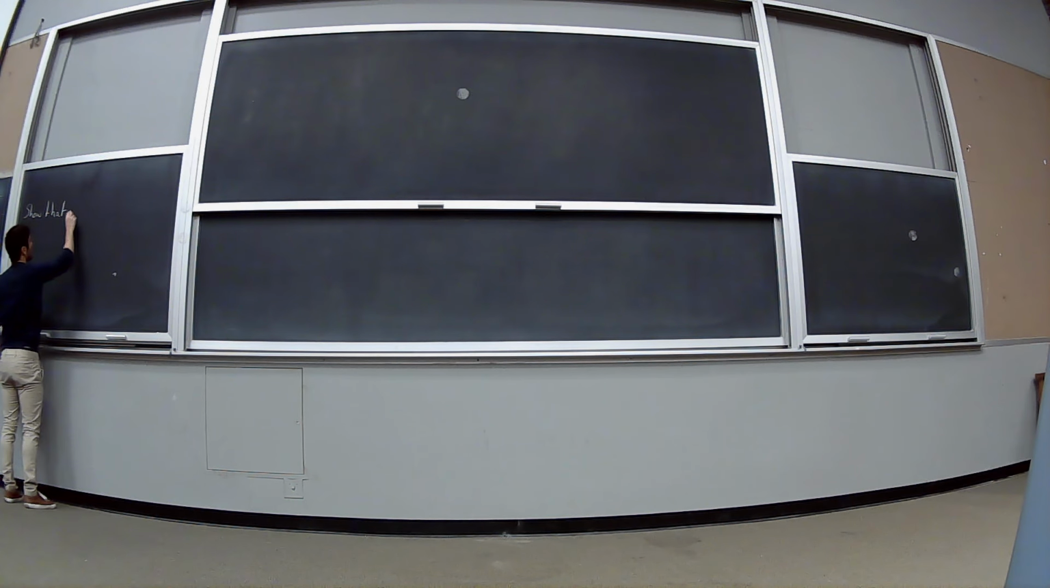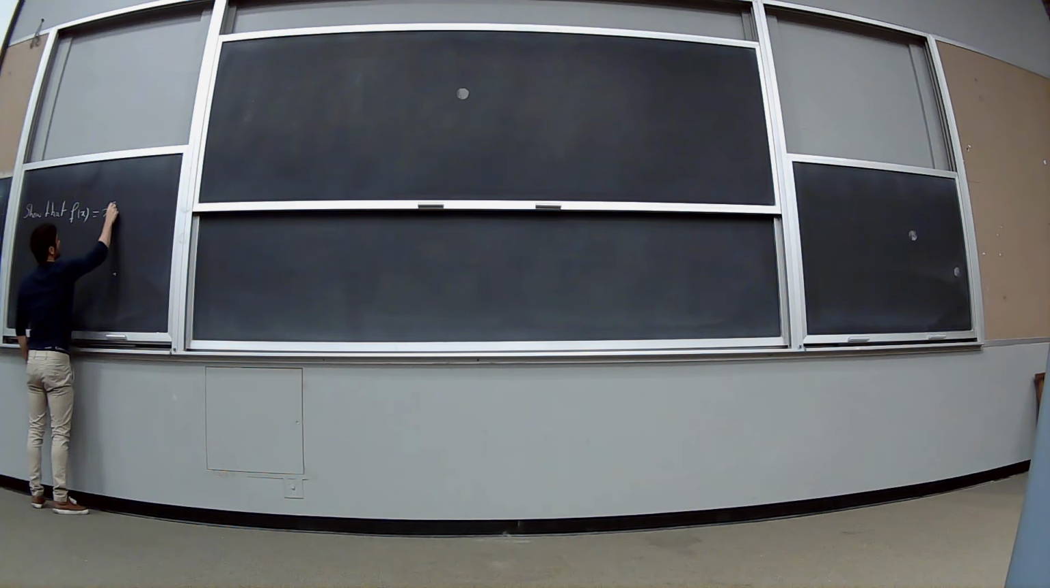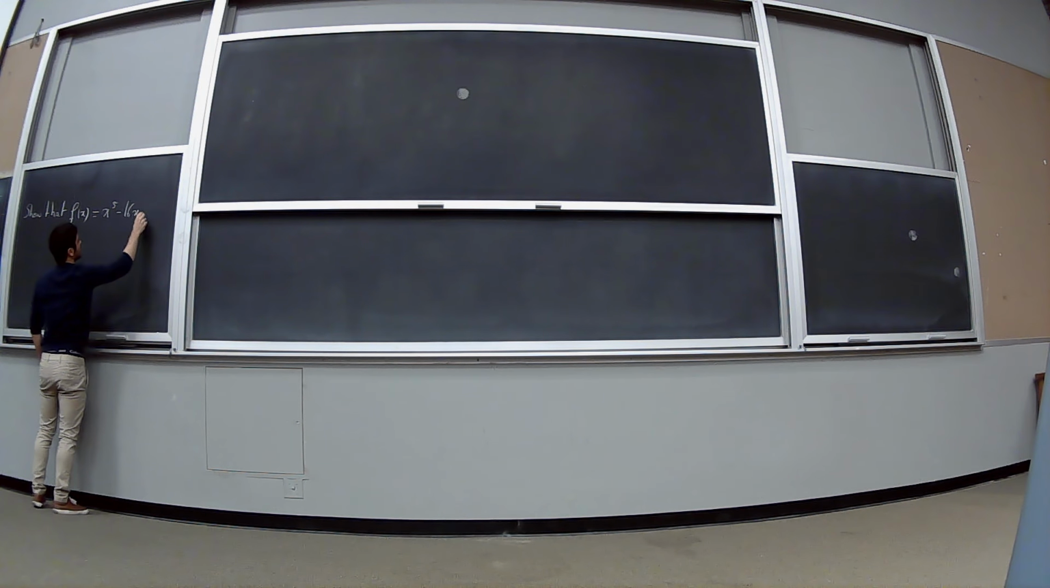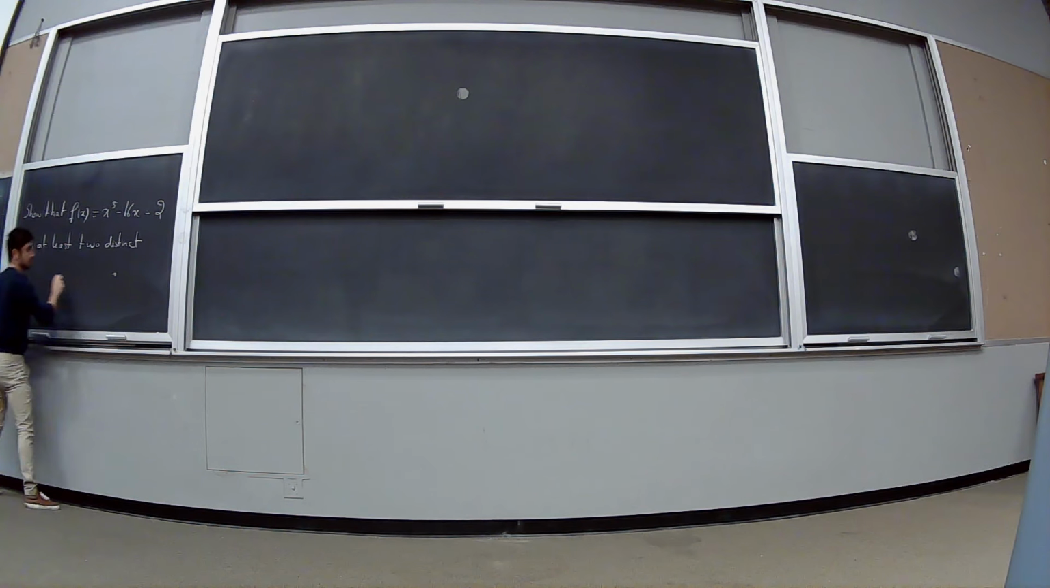Show that f of x is equal to x to the 5 minus 16x minus 2 has at least 2 distinct real roots.